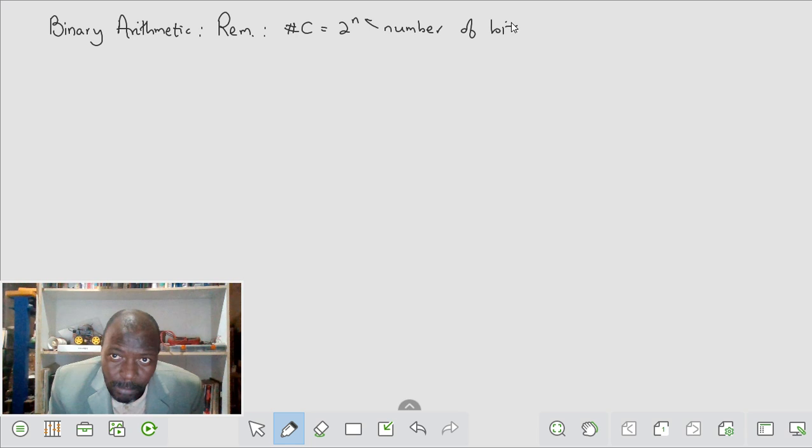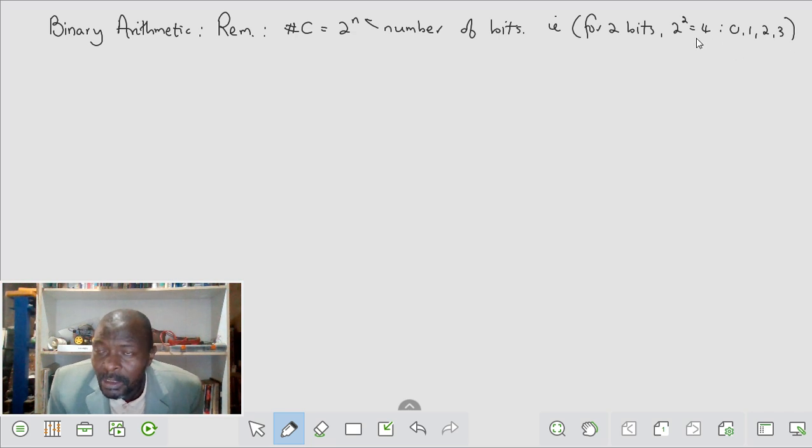So since we're going to be multiplying 2 bits at a time, our number of combinations is going to be what? I.e. for 2 bits it's equal to 2 to the 2, which is equal to 4 combinations, and then that is the count. That will be the count 0, 1, 2, and 3. Those are our 4 combinations.